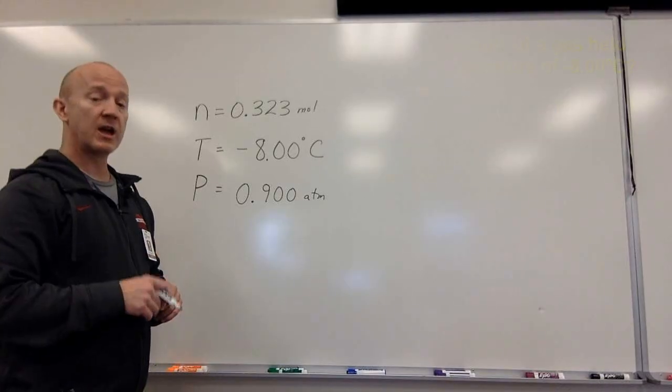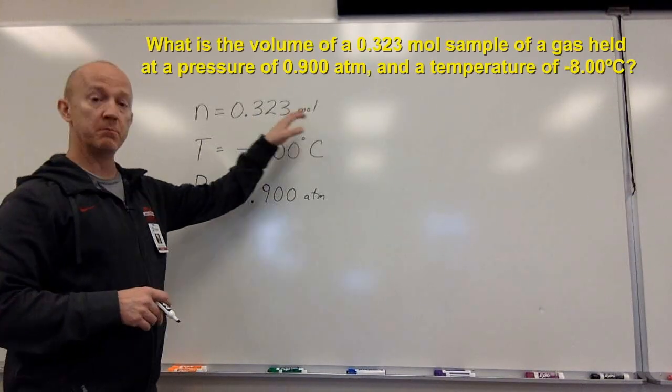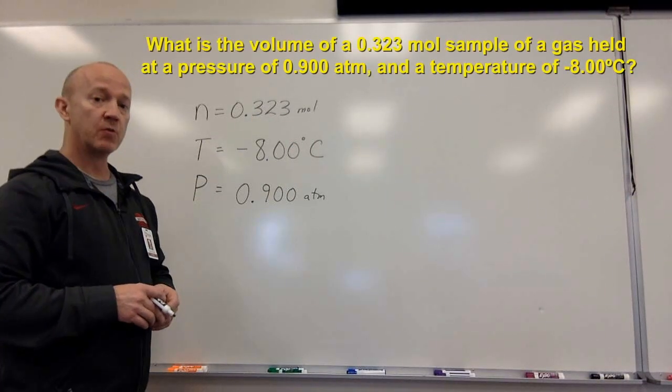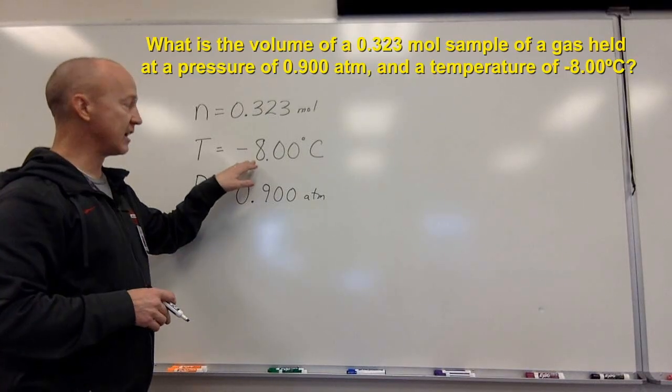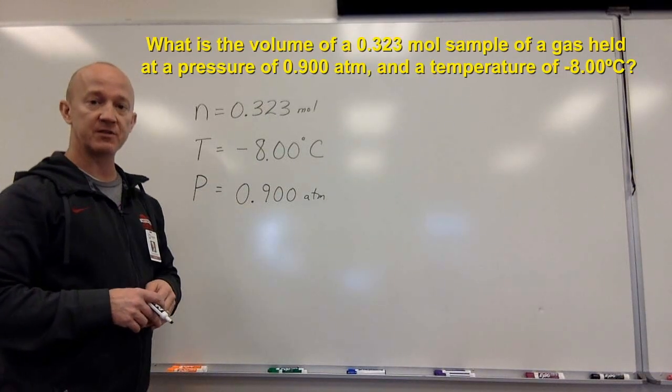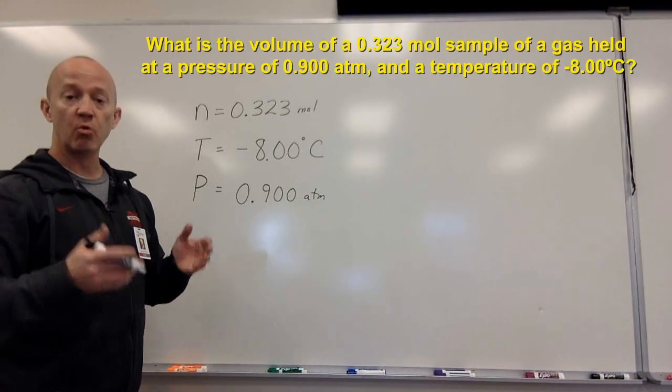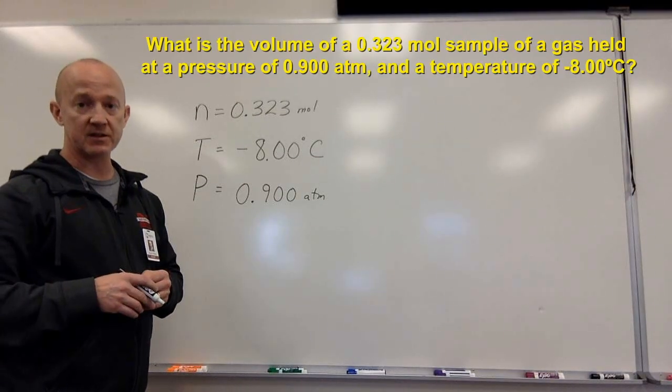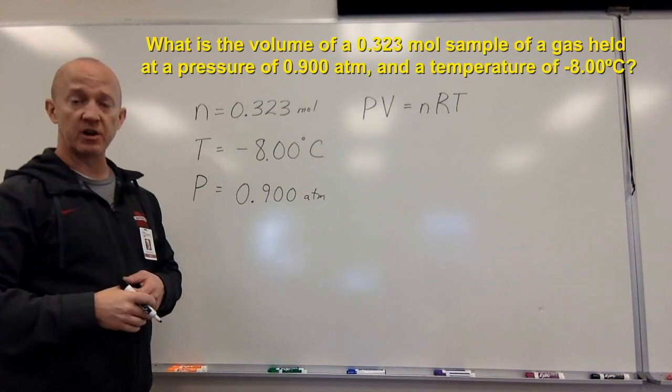Let's say we have a 0.323 mole sample of the gas. We're holding it at a temperature of -8 degrees Celsius, and the pressure is 0.9 atmospheres. The question is, what is the volume of that gas? So we're going to use PV equals nRT.